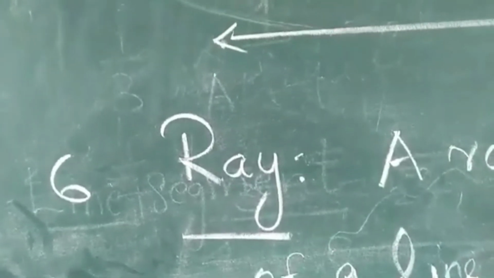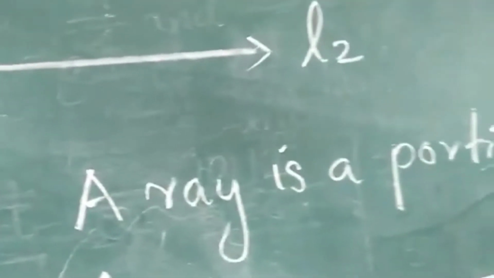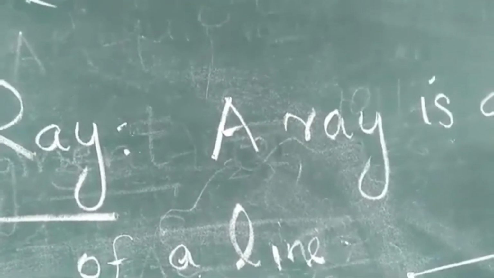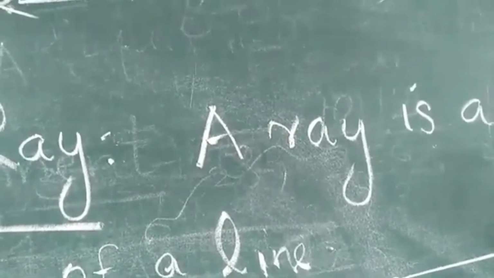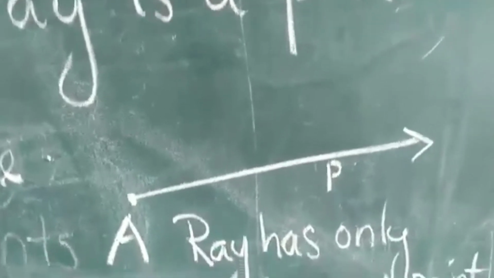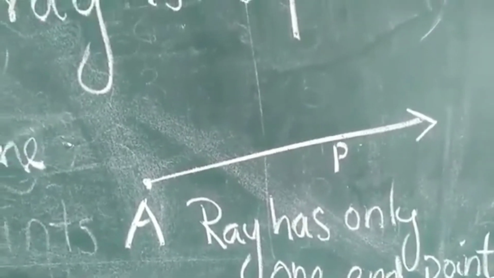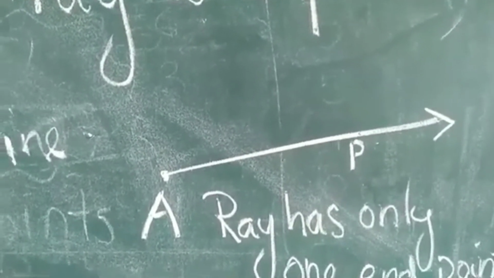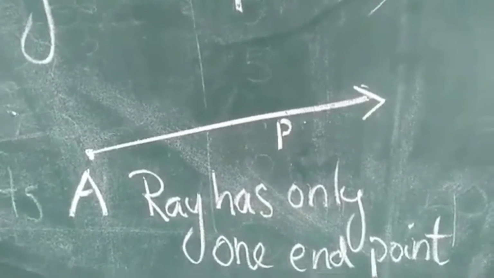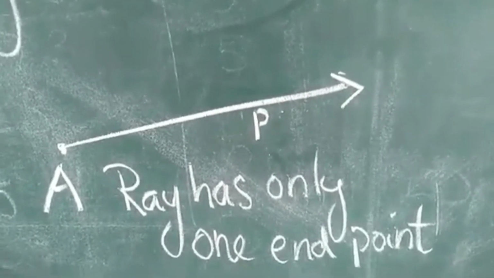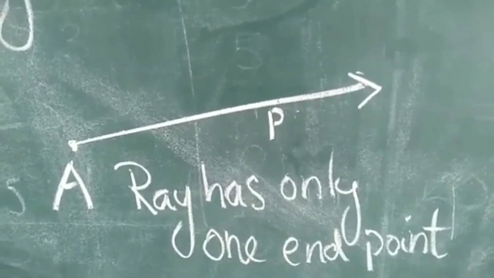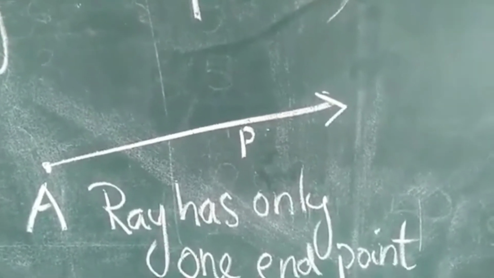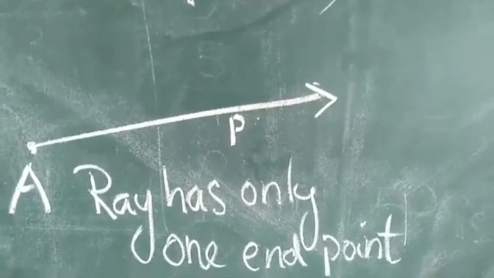Next concept is ray. Ray is a portion of a line. That means ray is a part of a line. Therefore, it has only one endpoint. If we draw like this, we can see this ray starts from A, but there is no endpoint at the other side. That you should remember. Line has how many endpoints? Line has no endpoint. Line segment has 2 endpoints. Ray has only one endpoint.